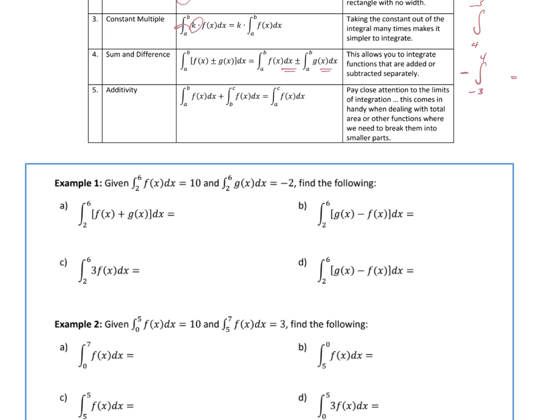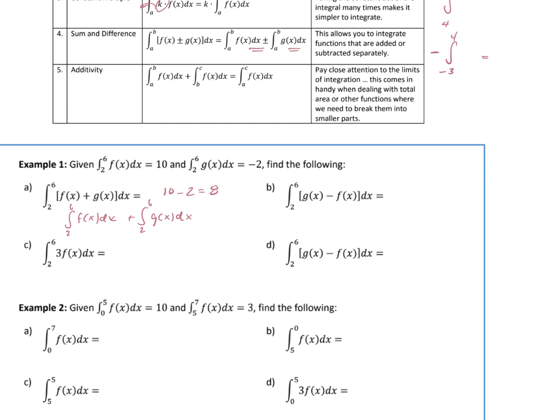So this one's saying f of x plus g of x. Again, we could just separate. So in this case, you'd want to separate just because of the information that they give us. So we're going to go from 2 to 6 of f of x, and then plus 2 to 6 of g of x, and then we're just going to plug in the values. So they give us 2 to 6 of f of x, which is 10, and then from 2 to 6 of g of x, which is negative 2, so we get 8 for that one.